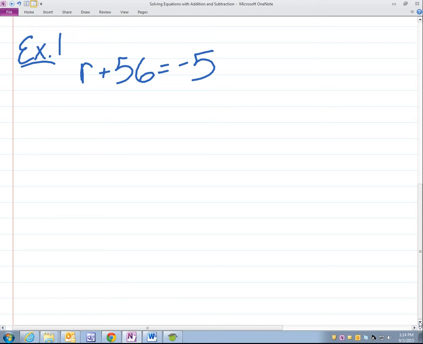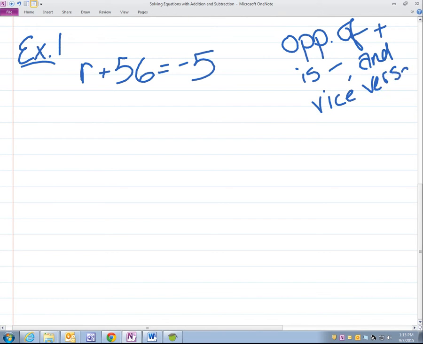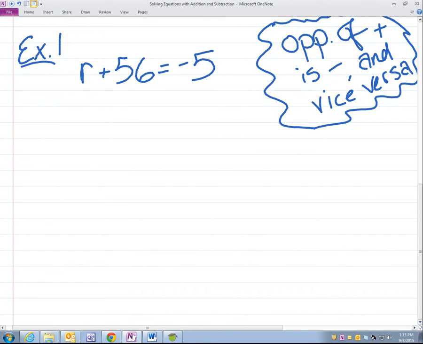And in order to do this, we have to undo what's happening to the variable. So the inverse operation, I don't even think that we get into that, do we? No, we don't, but I'm going to tell you right now. The opposite of addition is subtraction, and vice versa. The opposite of subtraction is addition.